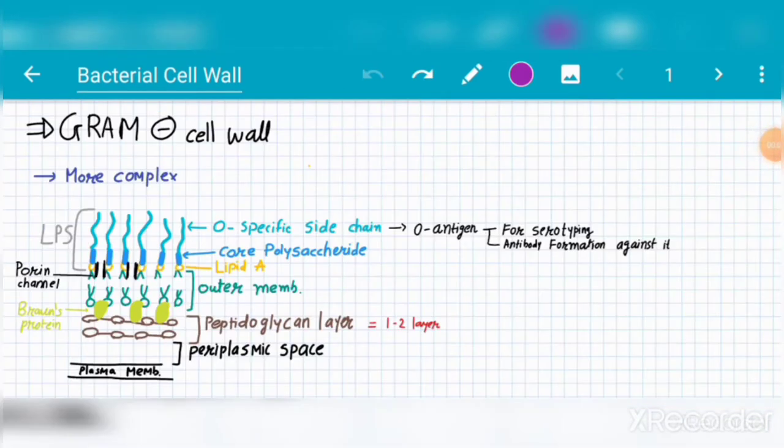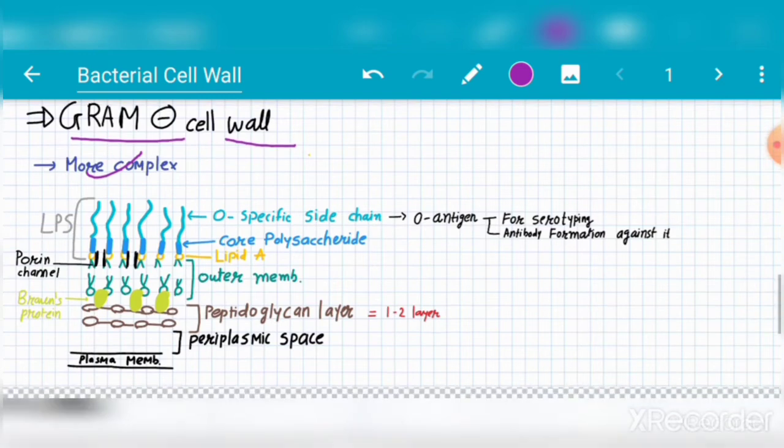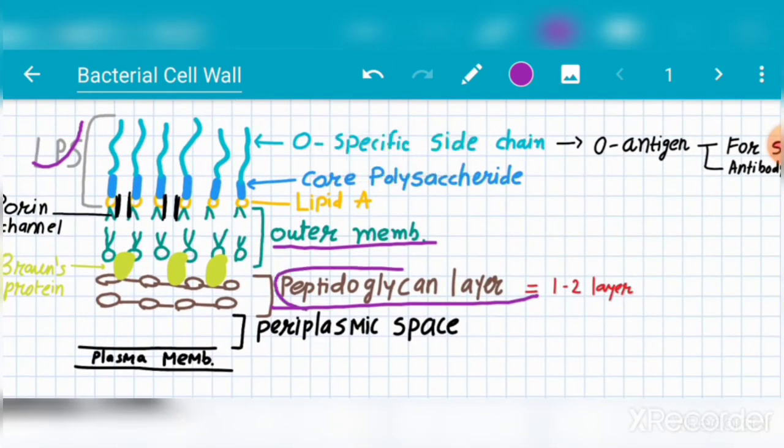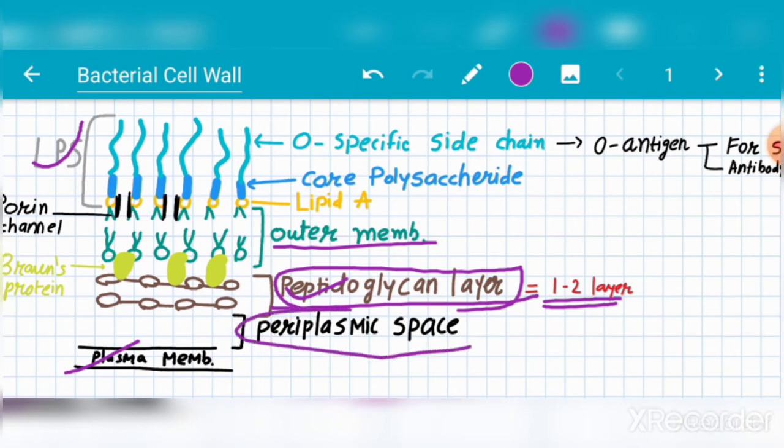Now, let's talk about the cell wall of gram-negative bacteria. It is more complex but comparatively thinner than the cell wall of gram-positive bacteria. Structurally, there are three important components from inside to outside. First of all, there is a peptidoglycan layer. Outside it, there is an outer membrane and above this, there is a lipopolysaccharide. First of all, let's talk about the peptidoglycan layer of gram-negative bacteria. It is comparatively thinner because it has only 1 to 2 layers of peptidoglycan. Between the plasma membrane and peptidoglycan layer, there is a periplasmic space present.